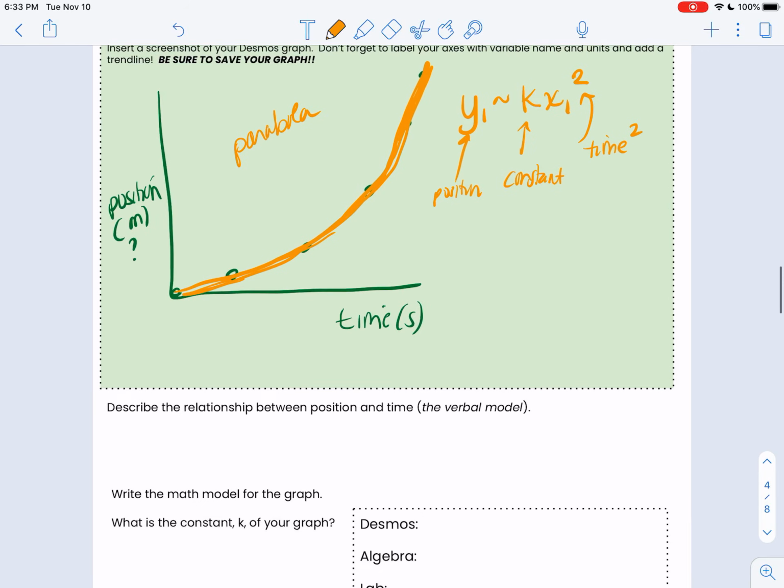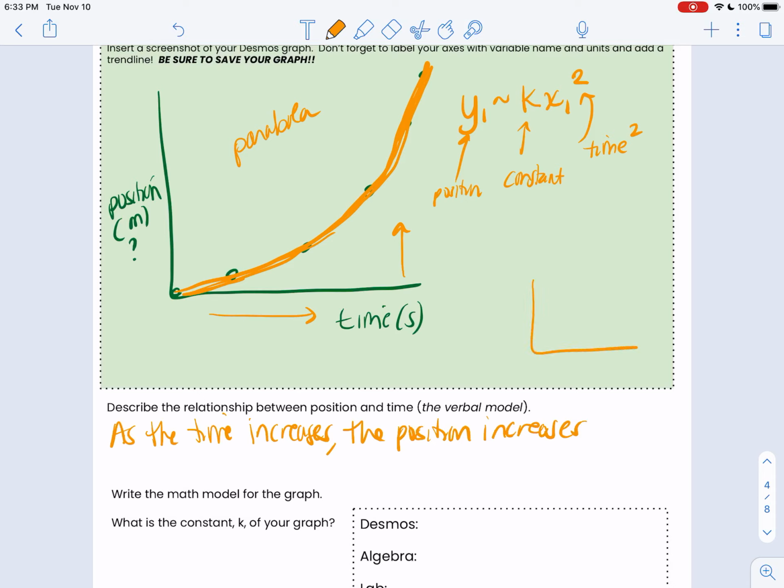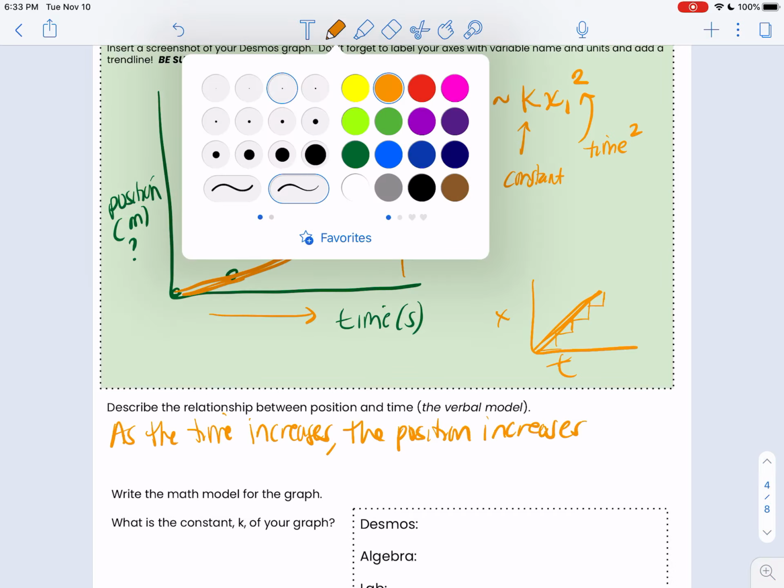When you're describing the position and the time, you'd probably say something like, as the time increases, as I go this way on the graph, the position is also increasing. As the time increases, the position increases, because it has that positive-looking slope. But we want to make a distinction: this was also time increases, position increases, but that was more of an even increase. This one is not.